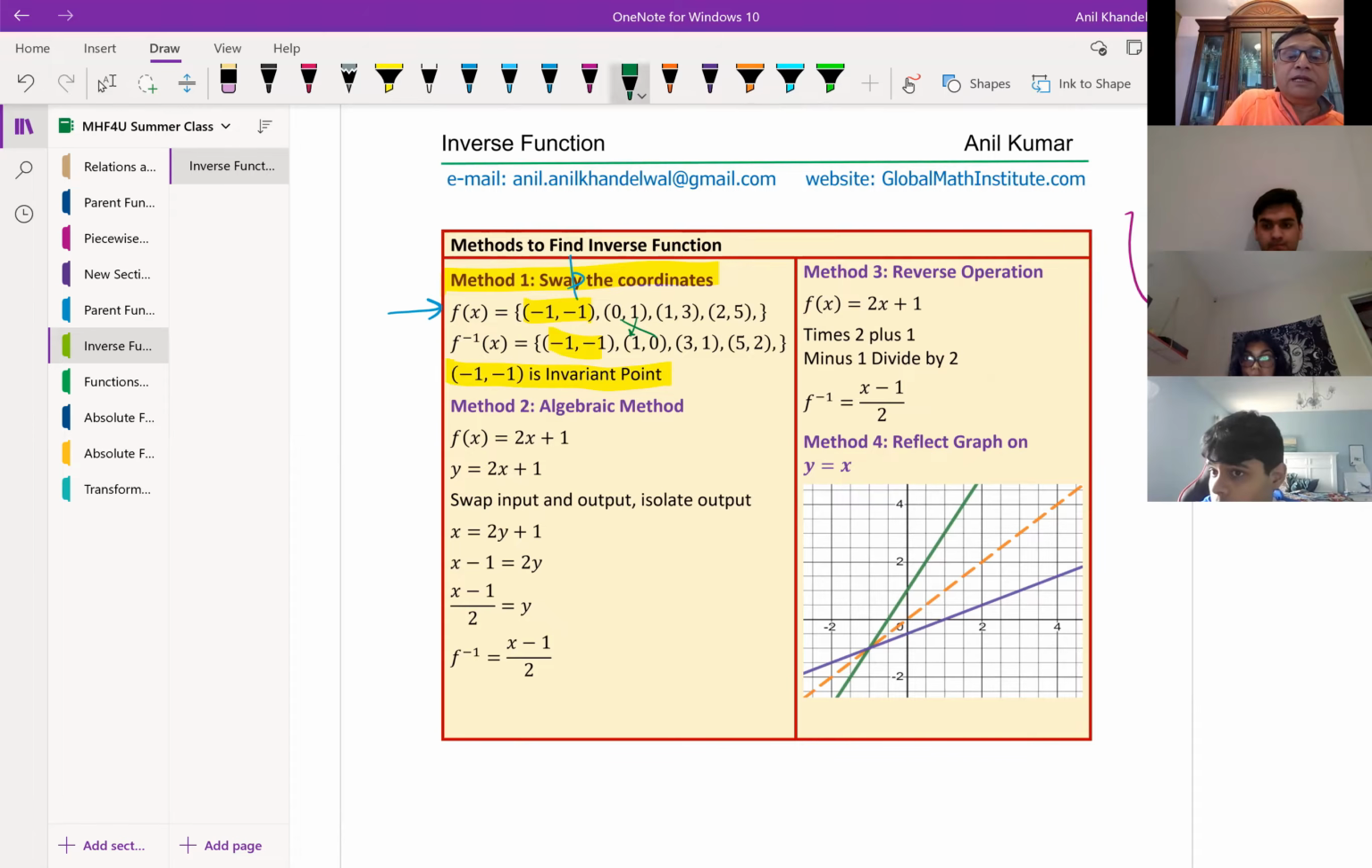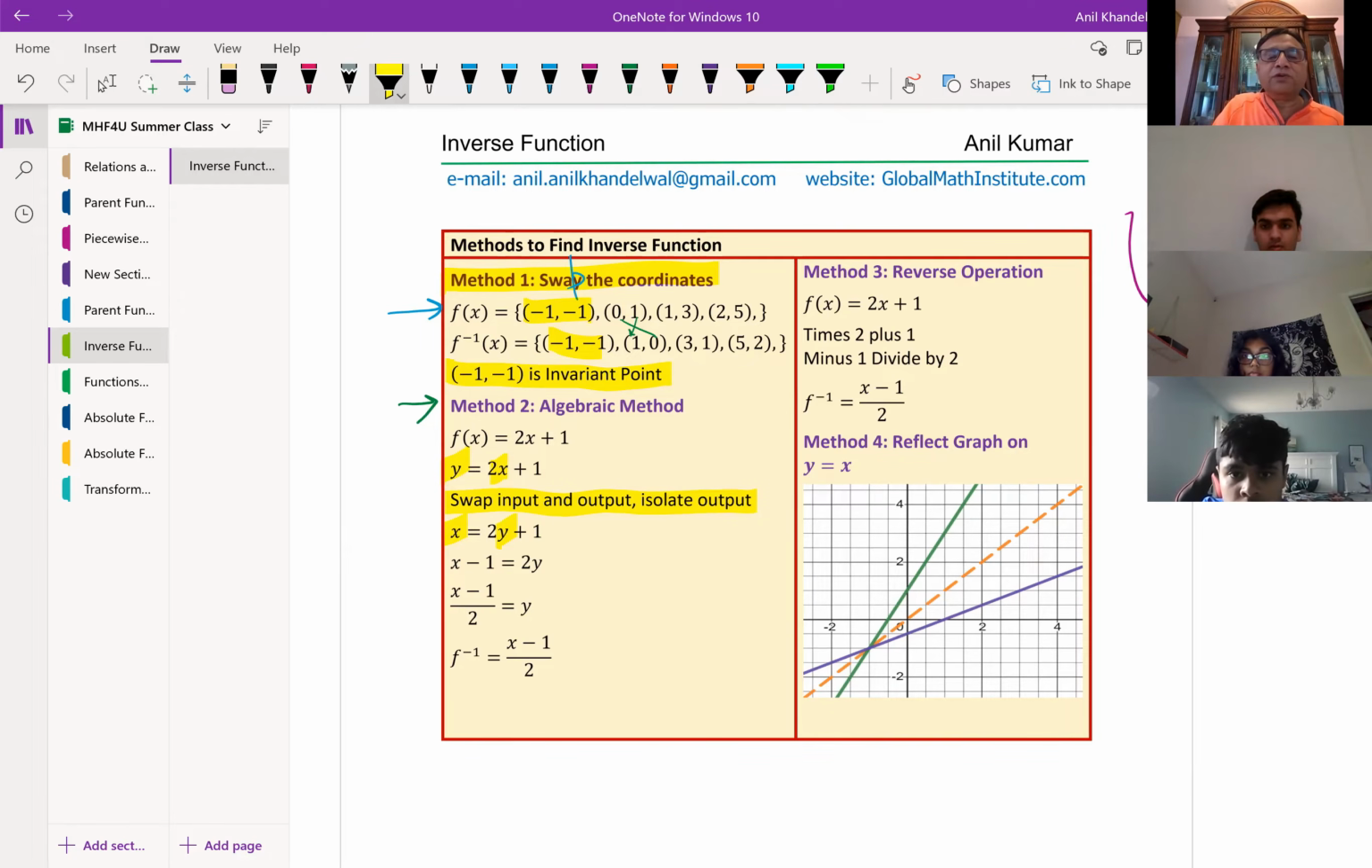Now let us look into the algebraic method. So in the algebraic method, what we do is we swap x and y, and then we isolate the value of y. So we had the function f of x as 2x plus 1. Writing f of x as y, we get y equals 2x plus 1. Now to find the inverse, we will swap input and output and then isolate the output. So instead of y, I am writing x, correct? Instead of x, I am writing y, correct?